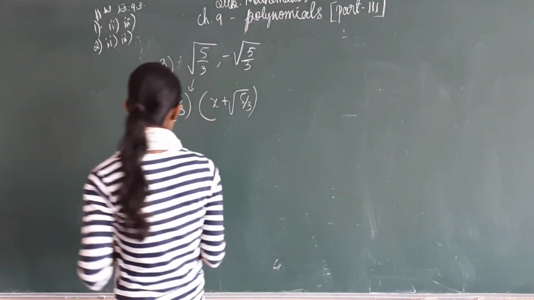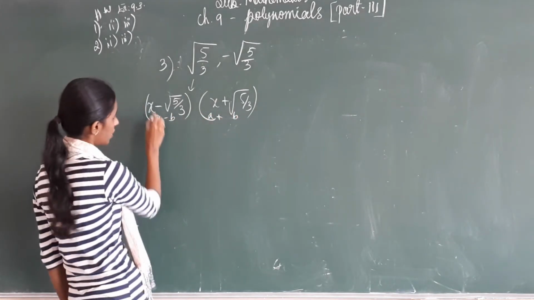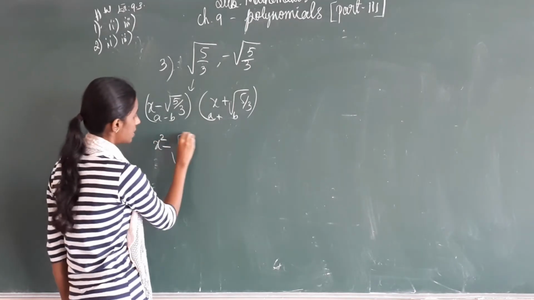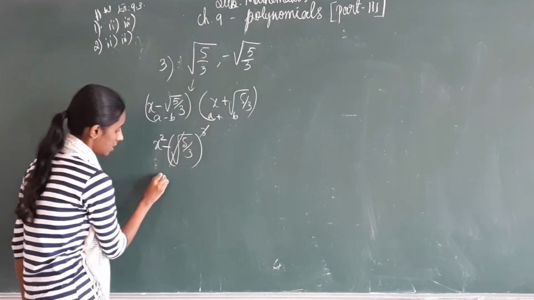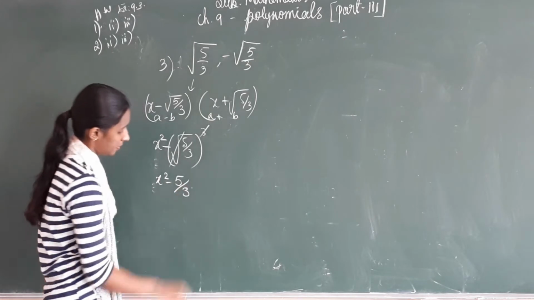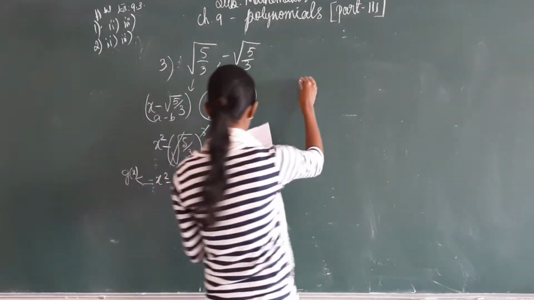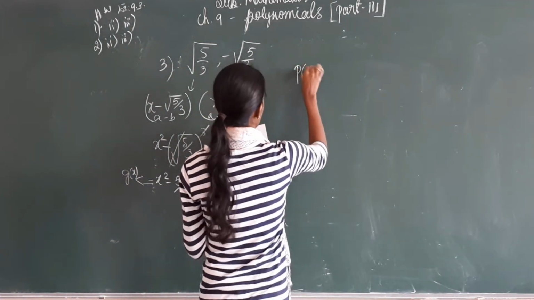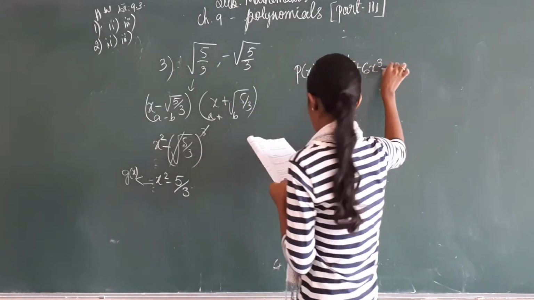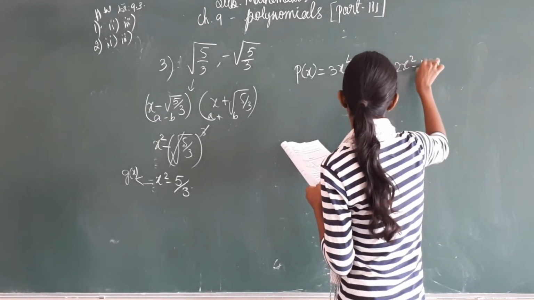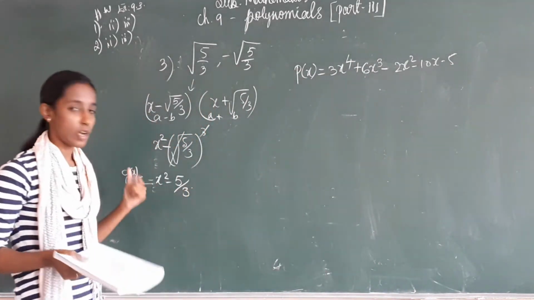So from this, it is in the form of (a minus b) into (a plus b), so it is a square minus b square. What is a? x. And b is root 5 by 3, the whole square. The square roots get cancelled. It is x square minus 5 by 3. So this is g of x. And p of x they have given, isn't it? p of x is 3x^4 plus 6x cube minus 2x square minus 10x. What you have to do is divide this by x square minus 5 by 3.